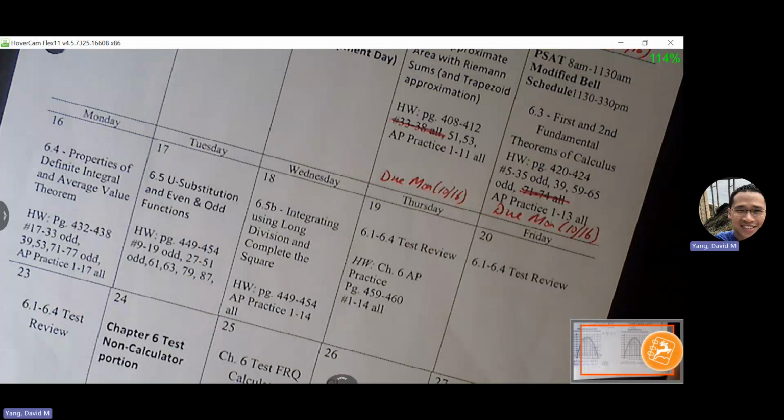Now, on the AP exam, and even on tests, it's rare that you're going to have to do Riemann sums with a graph. Typically, Riemann sums on tests as well as AP exams show up more like a table of values. So let me show you how to do Riemann sums with a table of values. So let's go to next page, page 8.